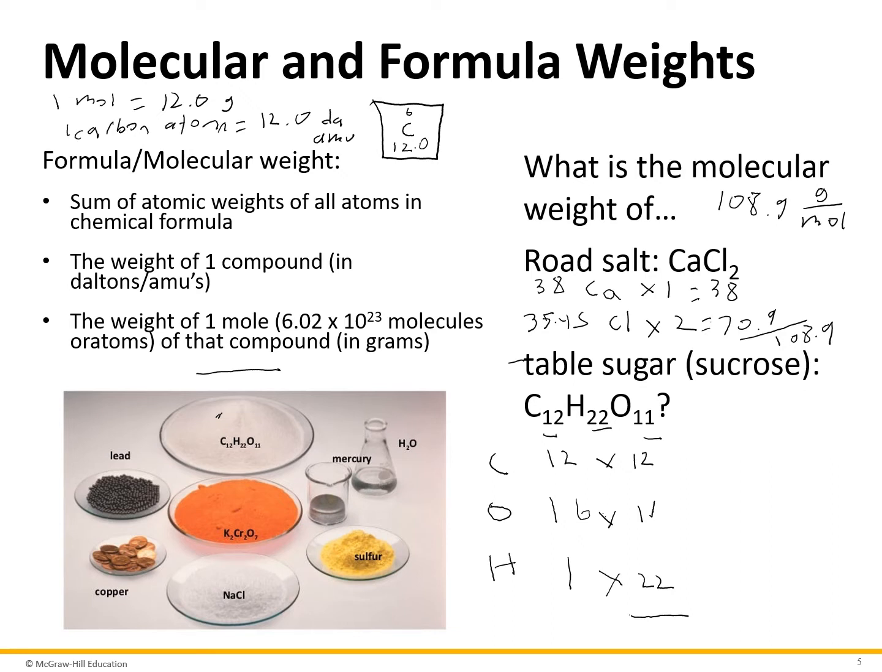Do it out by hand, tally them, and see if your answer tallies up to 342. That is the answer for the molecular weight of sucrose. That's 342 grams per mole, how many grams are in 1 mole of sucrose, 342 Daltons in 1 compound of sucrose.